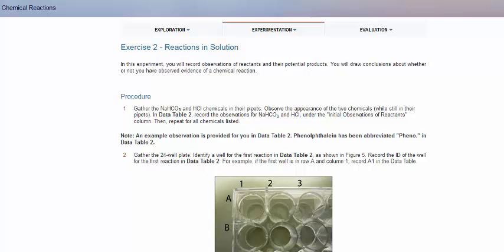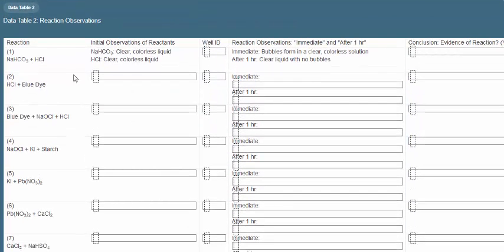If we look at the data table here, this first little box is for you to write in what each chemical looks like. They've written what they expect you to write. For this first reaction, you write the formula NaHCO3, and then that is a clear colorless liquid. And then HCl, same thing, clear colorless liquid.